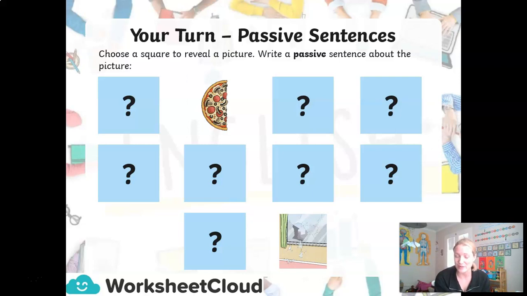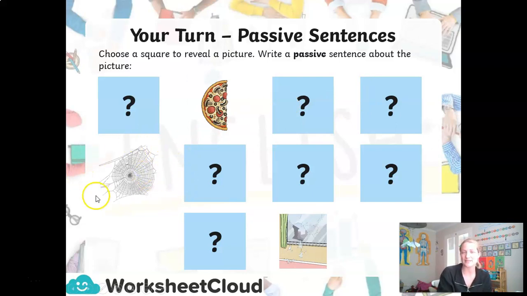Okay, so passive voice, and remember that prepositional, the word by, helps me to know that it's passive voice. But if I took it away and I just had half the pizza was eaten, it's still passive voice and it still makes sense. So here's 3 for you to try. Let's go for this corner. Oh, what passive sentence could you write about a spider web?